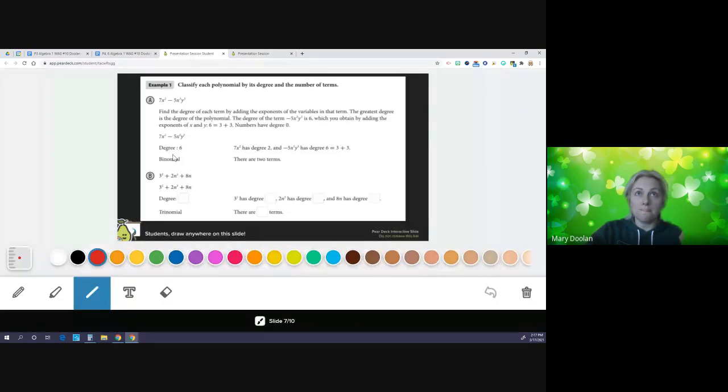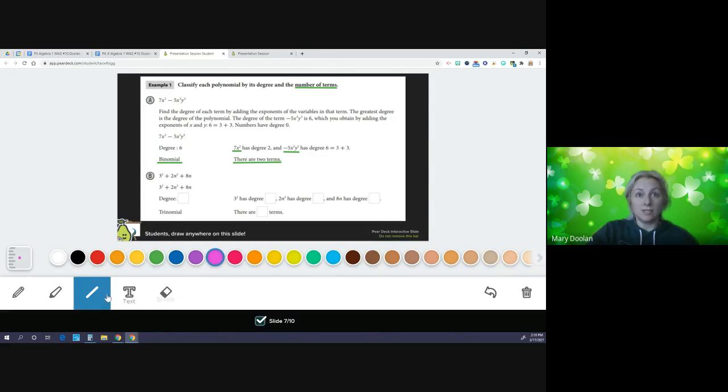So this is a polynomial. More specifically, it is a binomial. The reason why it's a binomial is that there are 2 terms. 7x squared is a term. Negative 5 times x cubed y cubed is another term. So we just classified it by the number of terms. There were 2, so we call it a binomial.